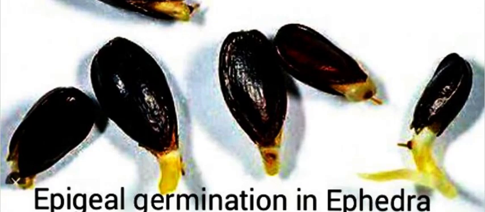These are the seeds of Ephedra sinica, in which the epigeal germination of the seeds is going on. From the seed, the hypocotyl region is coming out, and from this hypocotyl, the radicle will be developed from which the primary root will be produced. And then here are the cotyledon leaves which are inside the seed and testa, and after the hypocotyl region comes out, these cotyledon leaves will also come out.